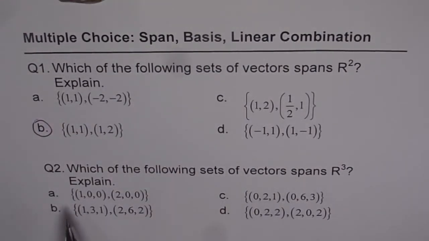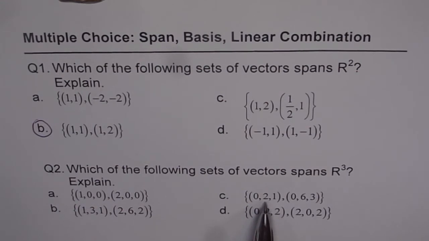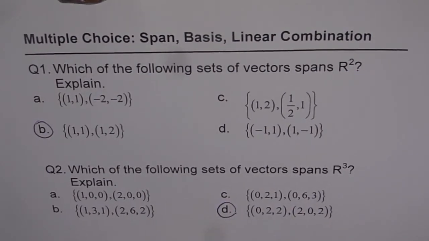Now in this case, we'll adopt the same strategy. When you multiply by 2, you get this one. Here you multiply by 6 and you get the other one. And in this case, it is times 2. And in this case, this is not. So that is your choice. So scalar multiple is the key thing to look for.